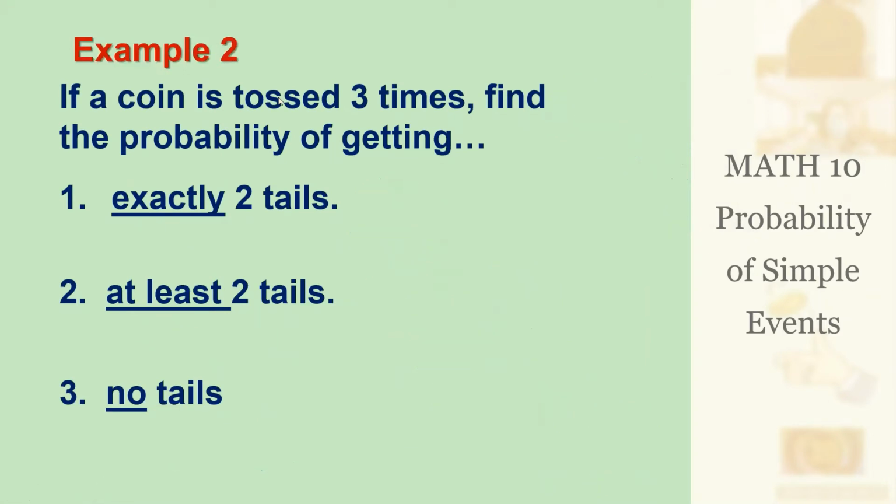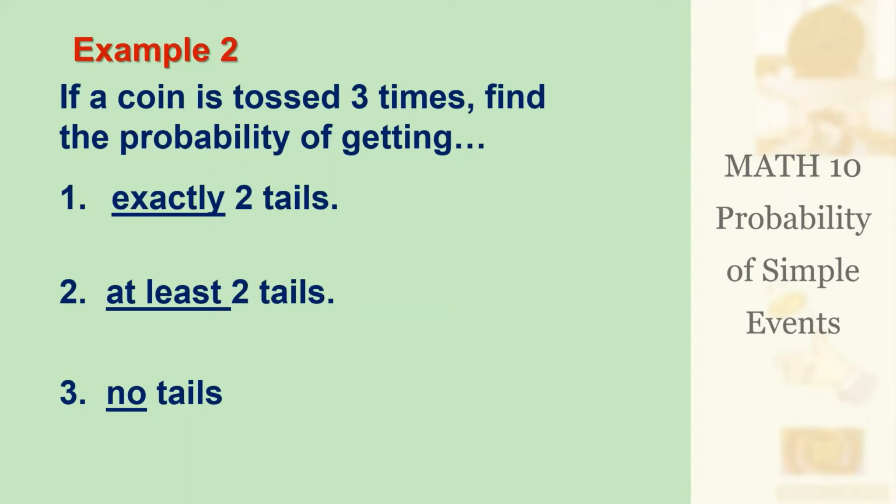So, example number 1, about dice. About a die. Now, this time about a coin. If a coin is tossed 3 times, find the probability of getting exactly 2 tails, at least 2 tails, and no tails at all. So remember, how many outcomes will you have if you toss a coin 3 times?